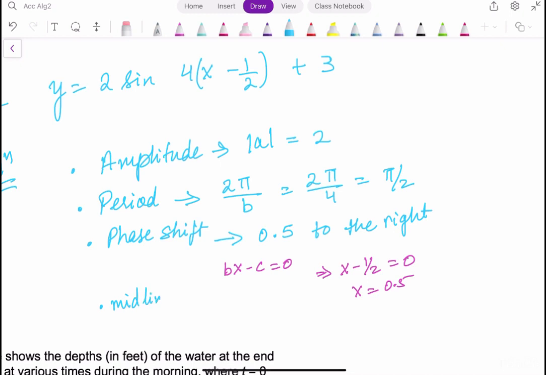Now midline. Midline, that means what is the vertical translation up and down. So remember, I just told you that for midline we are talking about d. What is d in this case? D is 3. So the new axis, x-axis, will be at y is equal to 3. That is called the new x-axis.